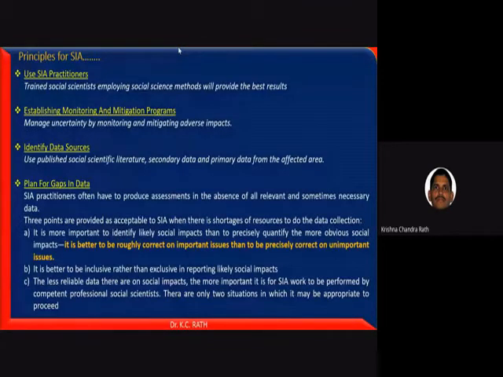If you look at the principles, whether it is done or not, SIA practitioners, trained social scientists, should be employed. Then you will get the result. Establishing monitoring and mitigation programs. Identify data sources. Use published social scientific literature, secondary data, primary data. Plan for gaps in data.